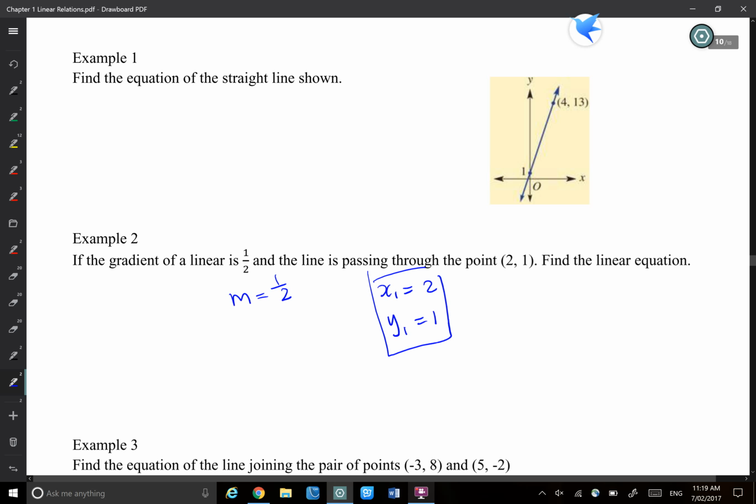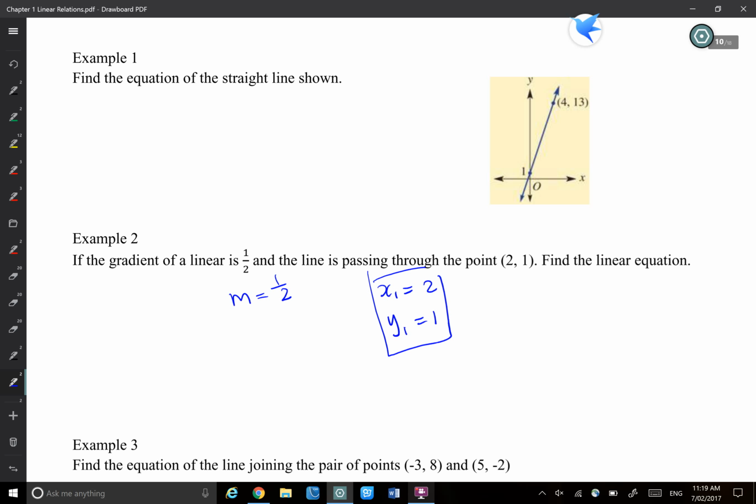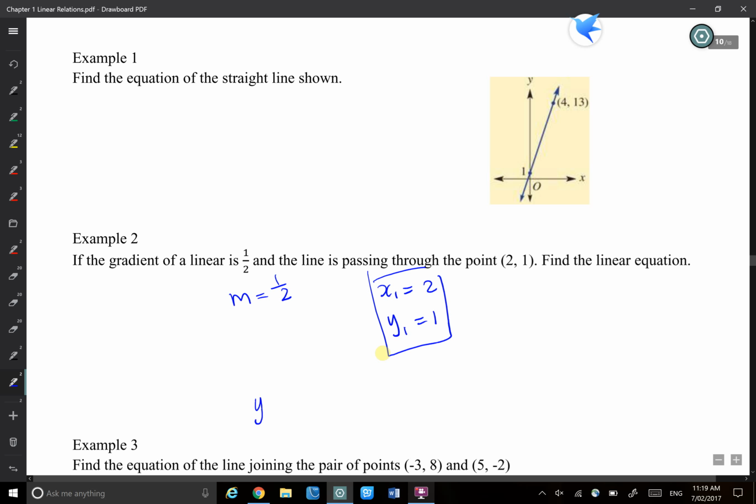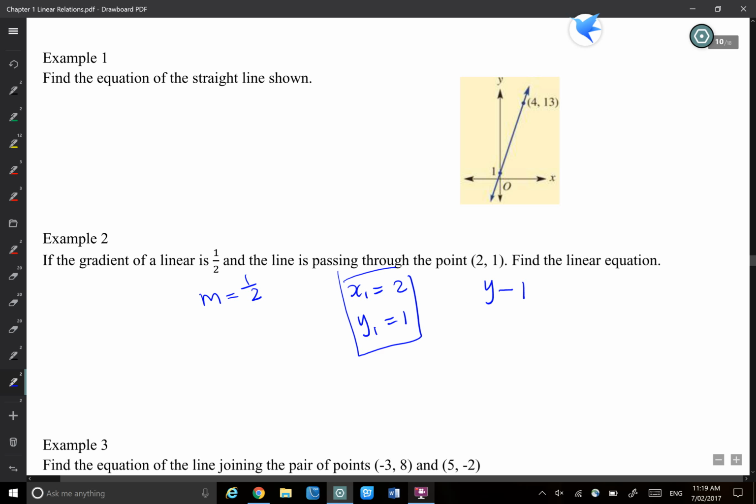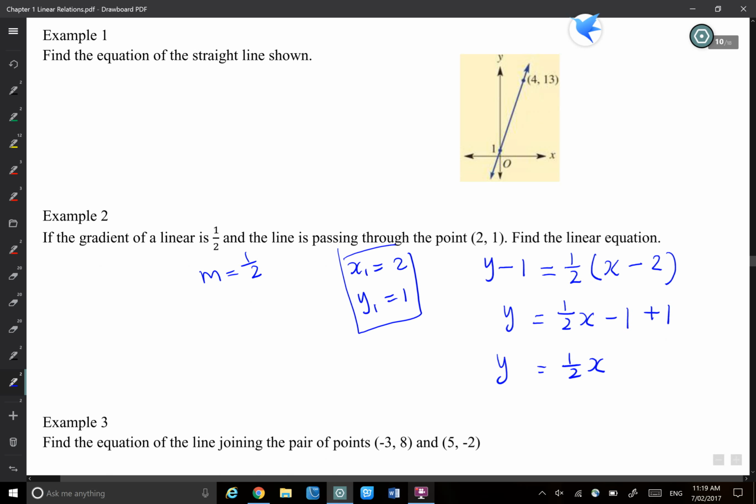Now I can directly use the formula. This formula can be used when I know the gradient and a point on this line. So what is the formula? y minus y1, and y1 is 1, equals the gradient, a half, times x minus x1. x1 is 2. So y equals a half x minus 1 plus 1. So y equals a half x.